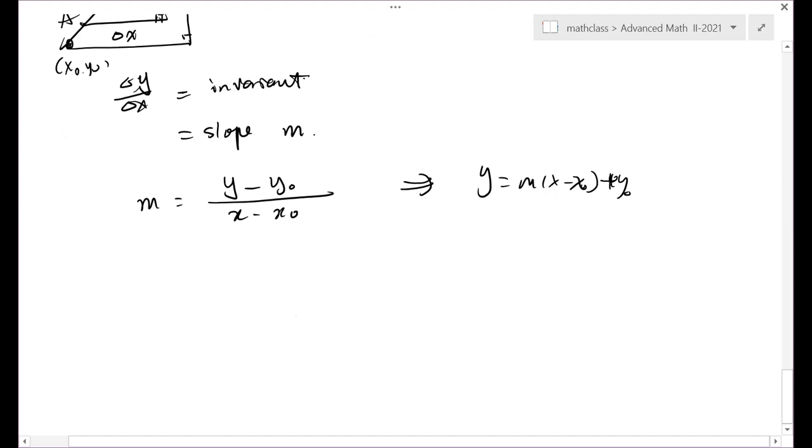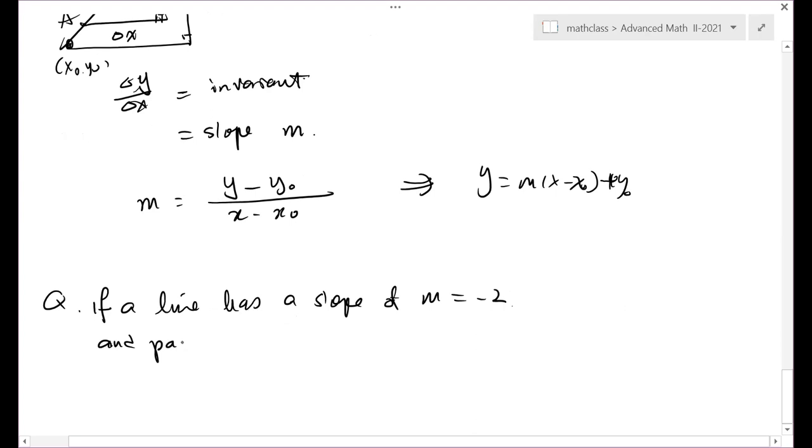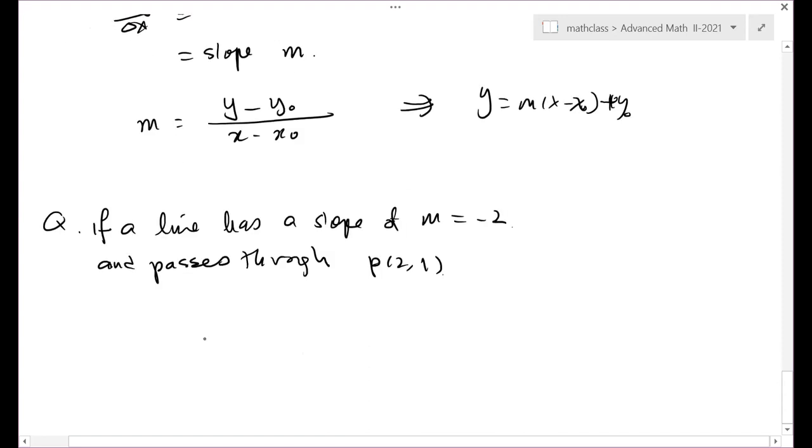All right, so that's the theory about the line. Let's take a look at the following example. If a line has a slope of m equals -2 and passes through the point P(2, 1), find an equation for the line that describes the coordinates of points on the line.